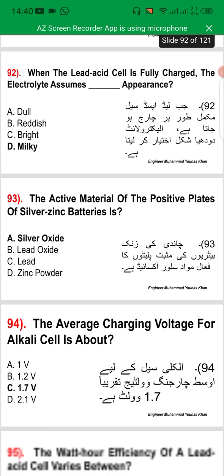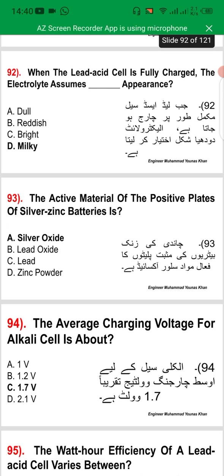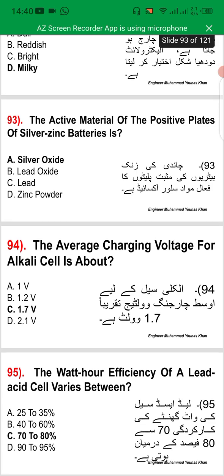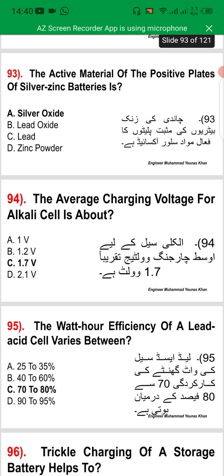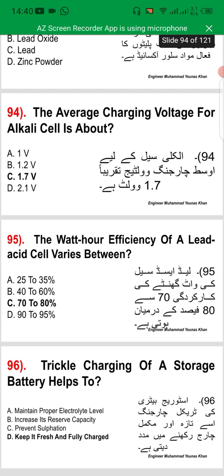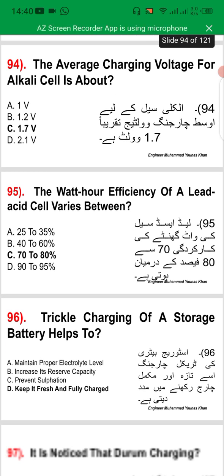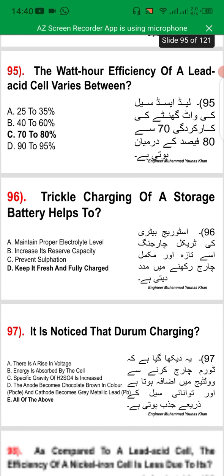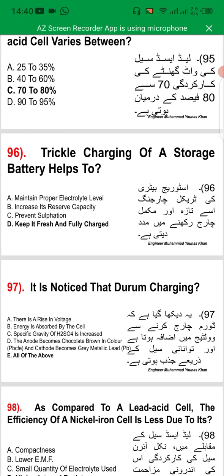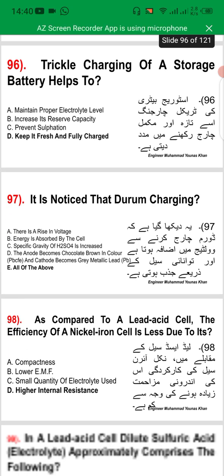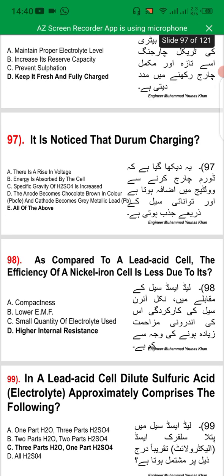When the lead acid cell is fully charged, the electrolyte assumes a milky appearance. The active material of the positive plates of a silver zinc battery is silver oxide. The average charging voltage for an alkali cell is about 1.7 volt. The watt-hour efficiency of a lead acid cell varies between 70 to 80%. Trickle charging of a storage battery helps to keep it fresh and fully charged.